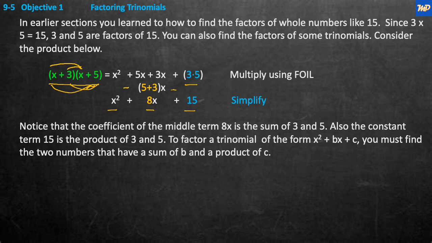To factor a trinomial of form x squared plus bx plus c, you must find the two numbers that have a sum of b and a product of c. So the two numbers have to multiply together to give you c, and you have to add them together to give you the b. So let's see what comes up out of this.